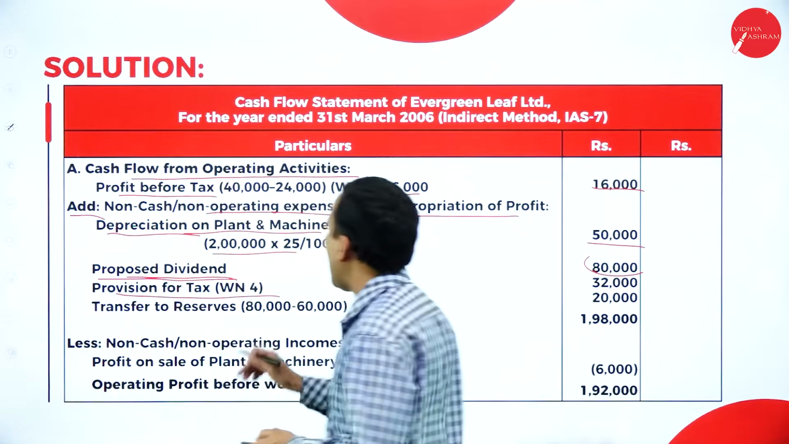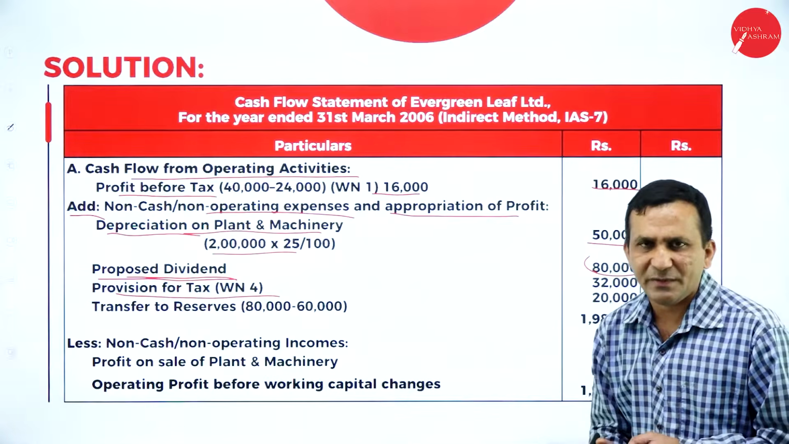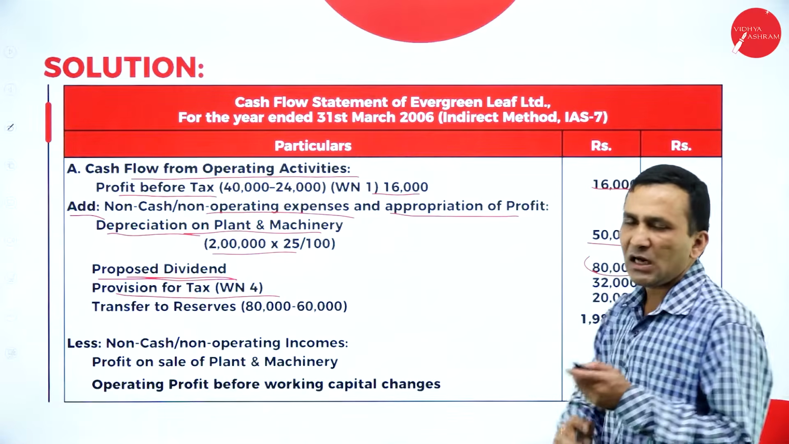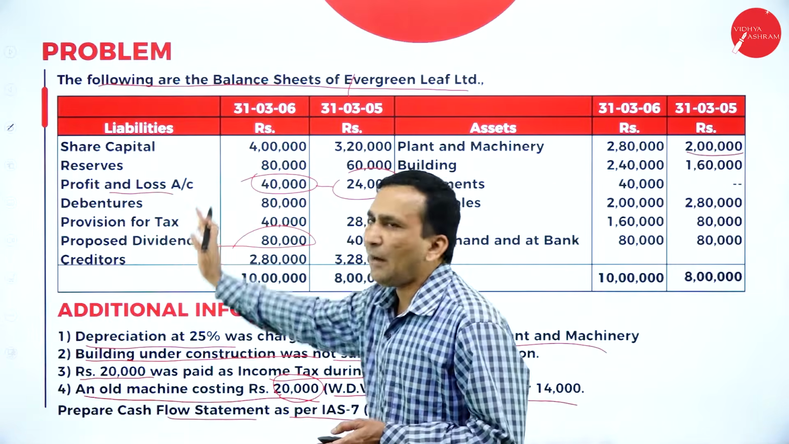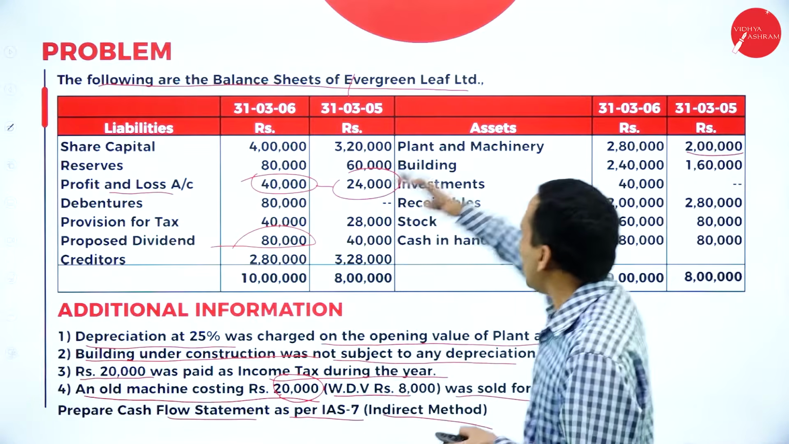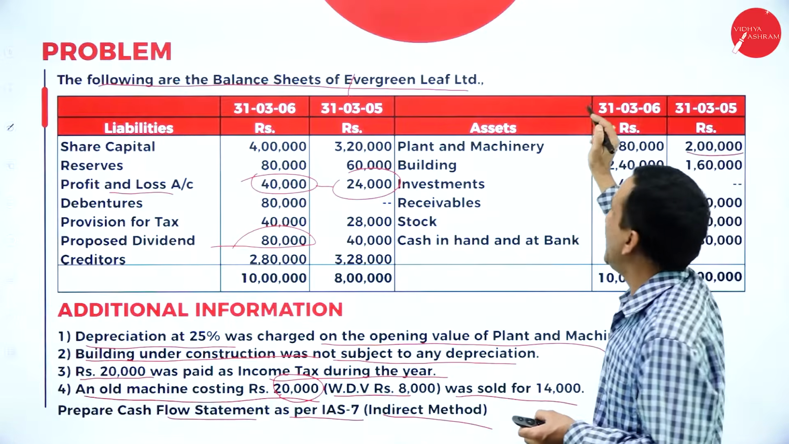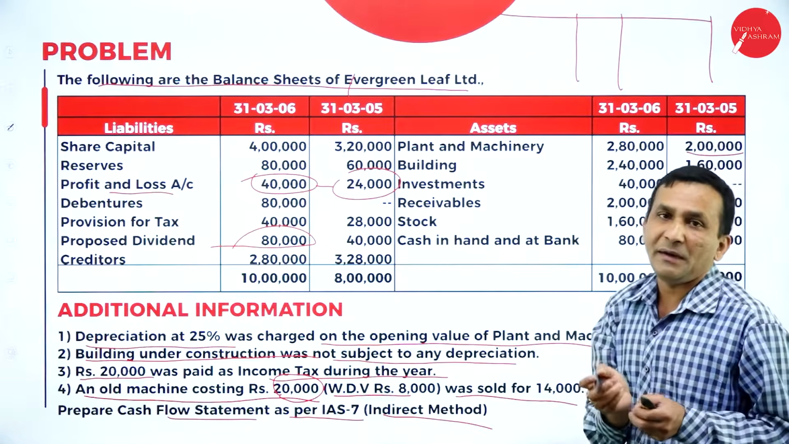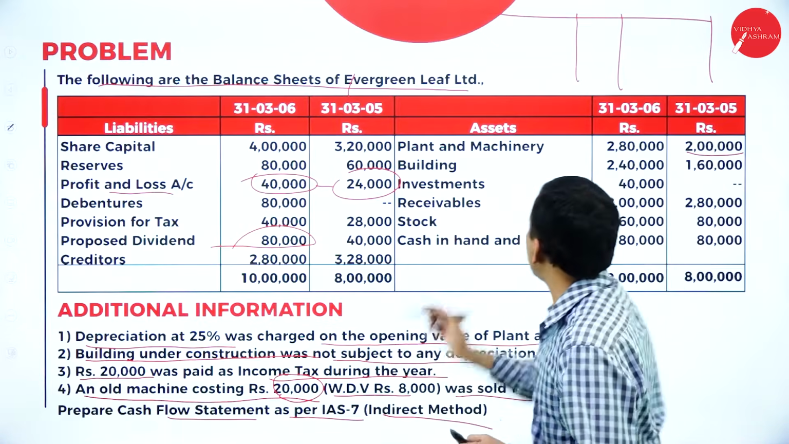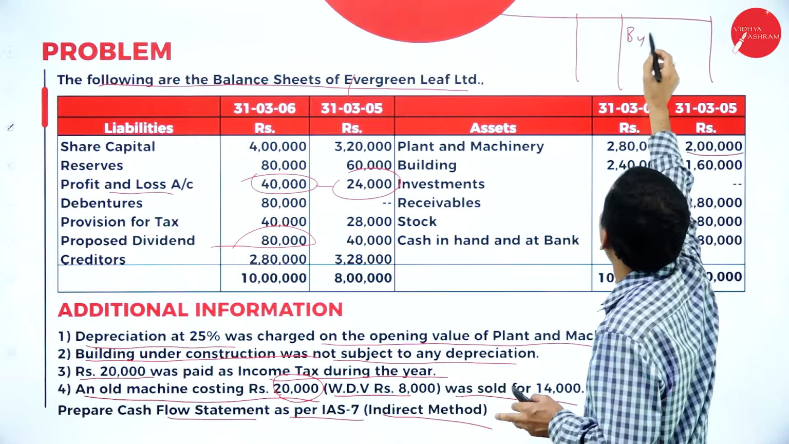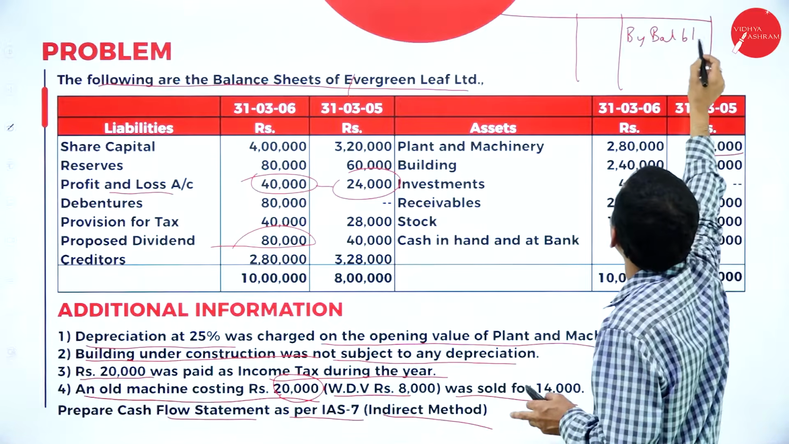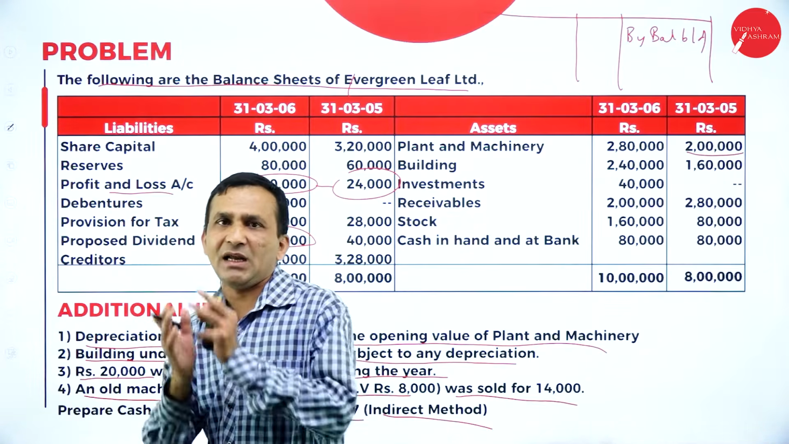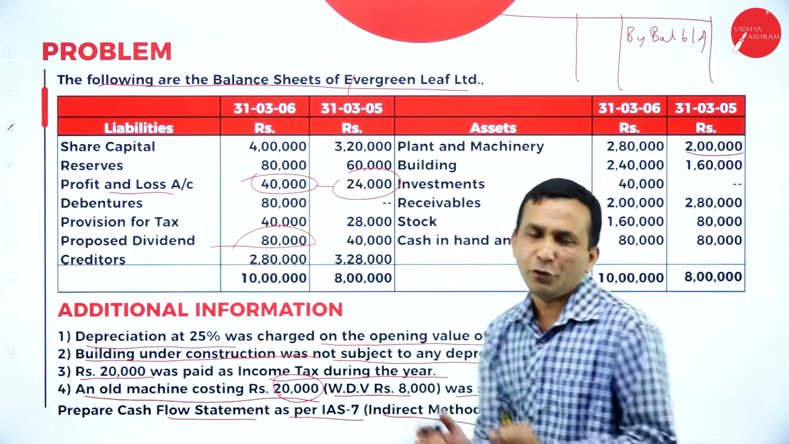Now the provision for taxation, there is one specific adjustment. That's what I have specified, work note 4. So how are we getting 32,000? Any liability item's opening balance is coming under the ledger credit side, by balance brought down. One more time repeating: any liability opening balance comes under the liability side by balance brought down. Any asset opening balance comes under the debit side to balance brought down. You must remember.